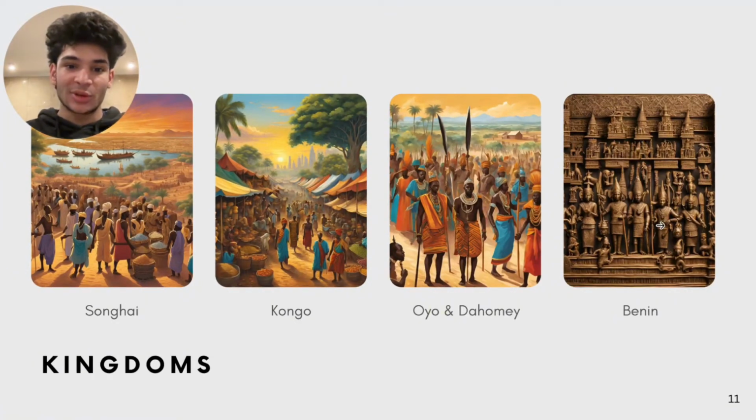Songhai is the first kingdom, Kongo is the second kingdom, Oyo and Dahomey is like a comparative study, so there's 2 kingdoms in one, well, they are 2 kingdoms, but in one sort of study. And then finally Benin, and as you can see, Benin is distinct from the rest of the AI-generated images. Sorry about that, there's literally no images online, it's so difficult.